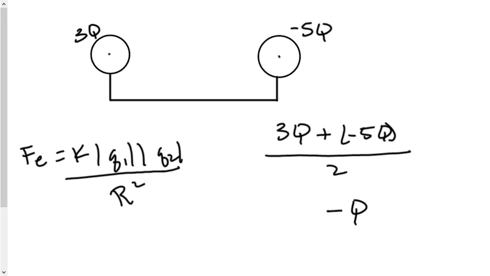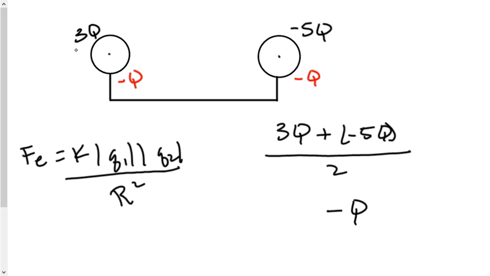So let me write that in red here. A negative Q here and a negative Q here. And then we can recalculate our electric force between those. So now it's going to be K times Q over R squared.